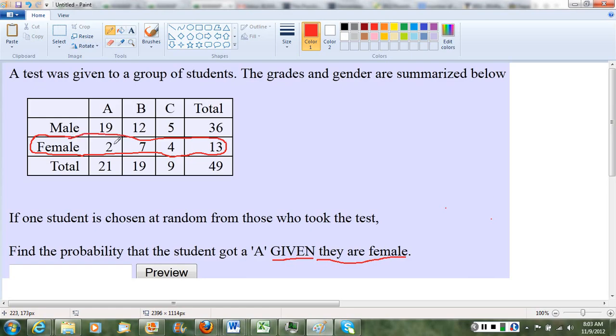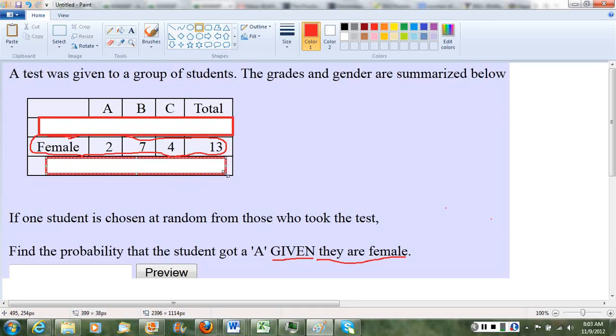I don't know exactly which of these numbers I'll need yet. I have to read the rest of the question, but I know for sure that I won't need to use any of the numbers that come from the male category, and I won't need any of these totals down here below. Every number I need will come from the female category.